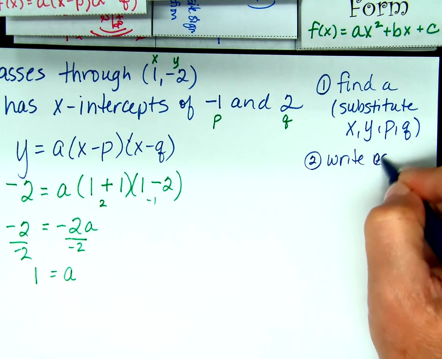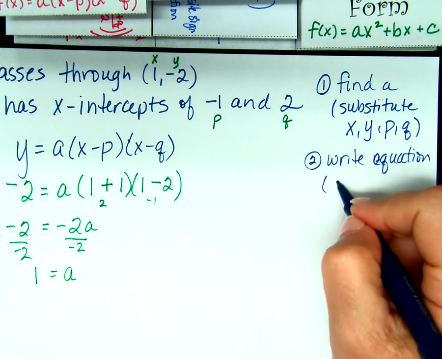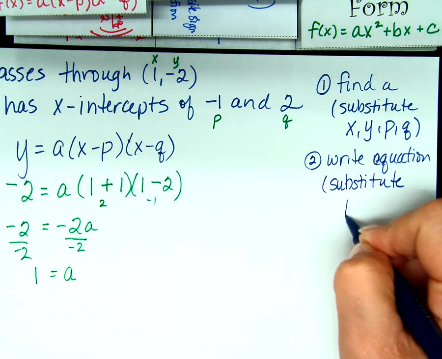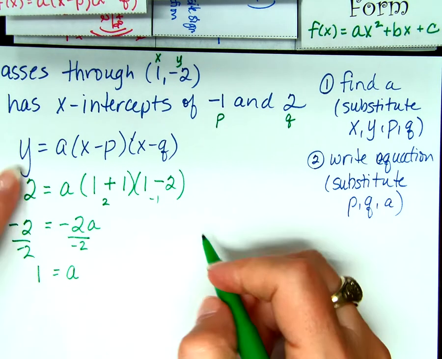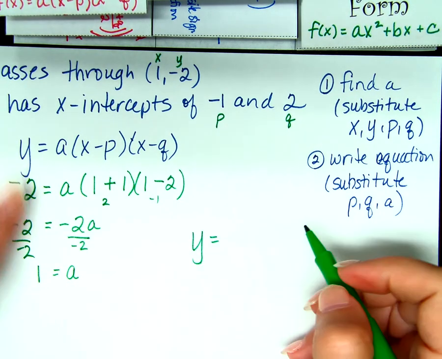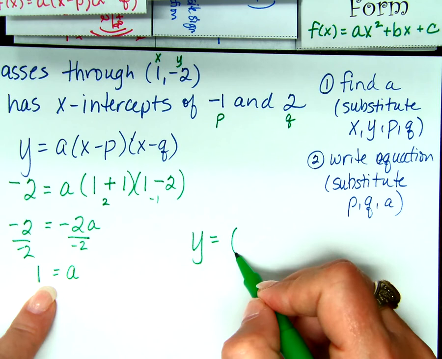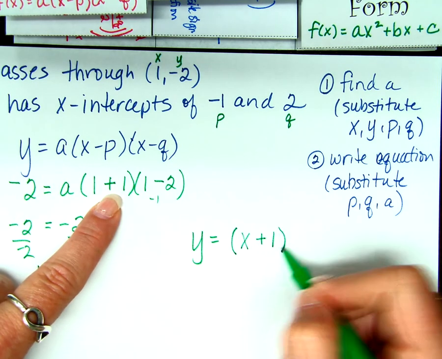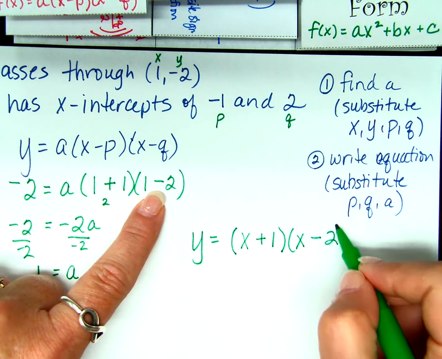Write my equation. But I'm only going to substitute. Very good. Excellent. So I start out with y equals a, which is 1. Do I have to write 1? Can I if I want? Yes, absolutely. And then x minus p, so x plus 1, times x minus q, so x minus 2.